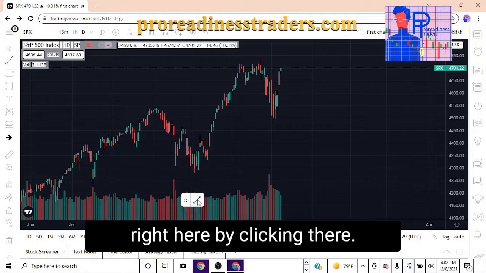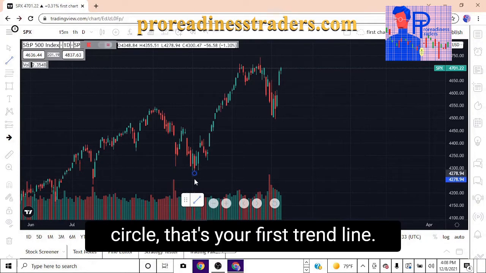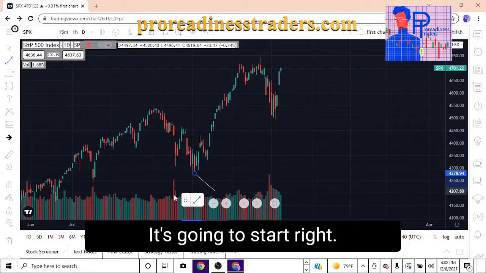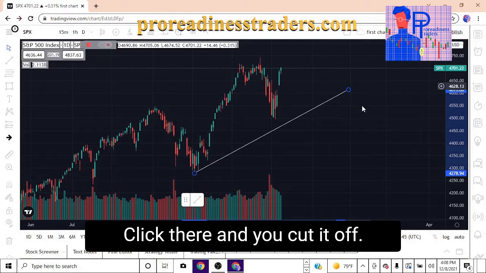We could have grabbed it from right here by clicking there. Now we know we have a trend on here. So when we click that, see that circle? That's your first trend line. And then when you stretch out, bam, no matter where you go, that trend is there. It's your starting point. Now click there and you cut it off.